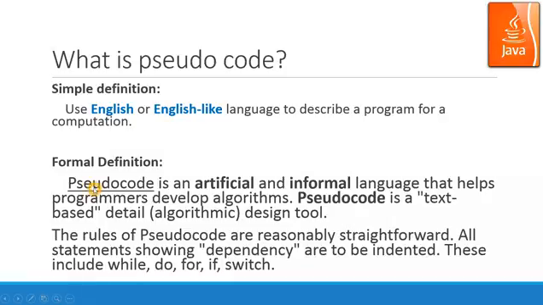A formal definition is that pseudocode is an artificial and informal language that helps programmers to develop algorithms. Pseudocode is a text-based, detailed algorithmic design tool. I emphasize this text-based because you don't need any fancy tool. You just need a notepad or Microsoft Word or Google Doc or Microsoft PowerPoint, something that you can visualize, or something you can write down as text. It will be enough.